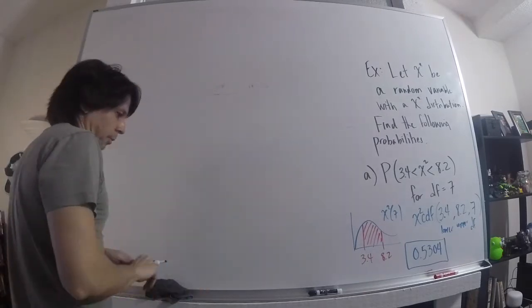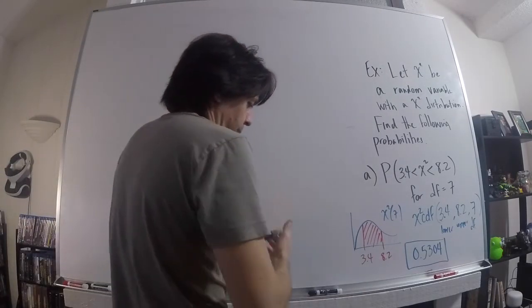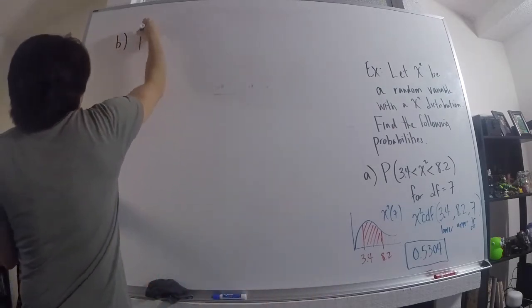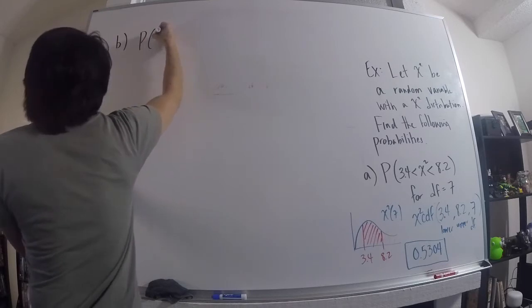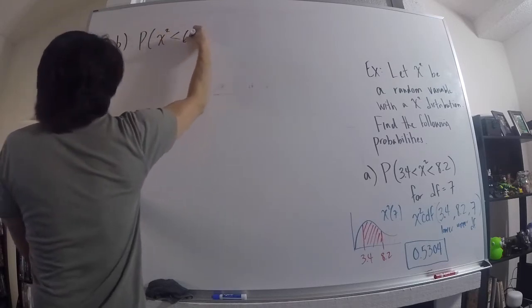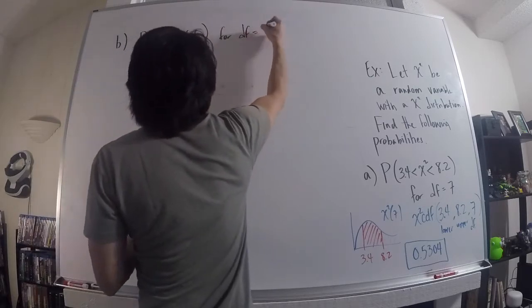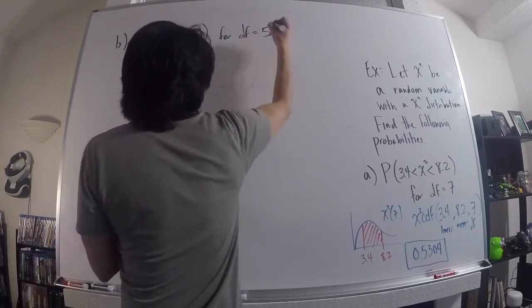Yeah, I just got 2 more. I'm not going to waste time, but I'm going to do the one side inequality. So B, probability that chi-squared is less than 6.64, and I can't just give you that. I would need to specify your degrees of freedom. 5.